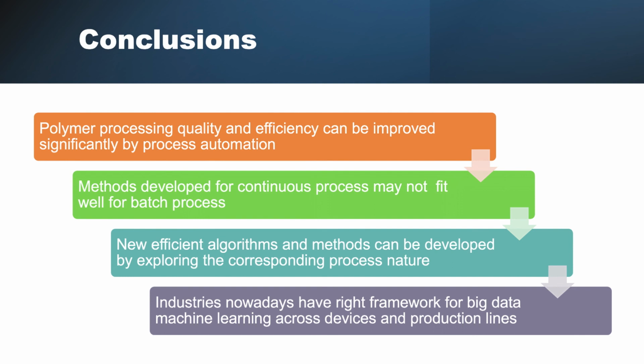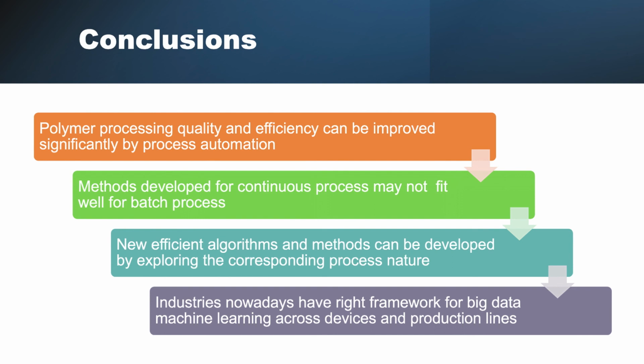One is that polymer processing quality and efficiency can indeed improve significantly through process control or process systems engineering work. This is the number one point I would like to state. Number two, methods developed for continuous processes may not fit well for batch processes. Therefore, we need to develop strategies specifically for batch processes.